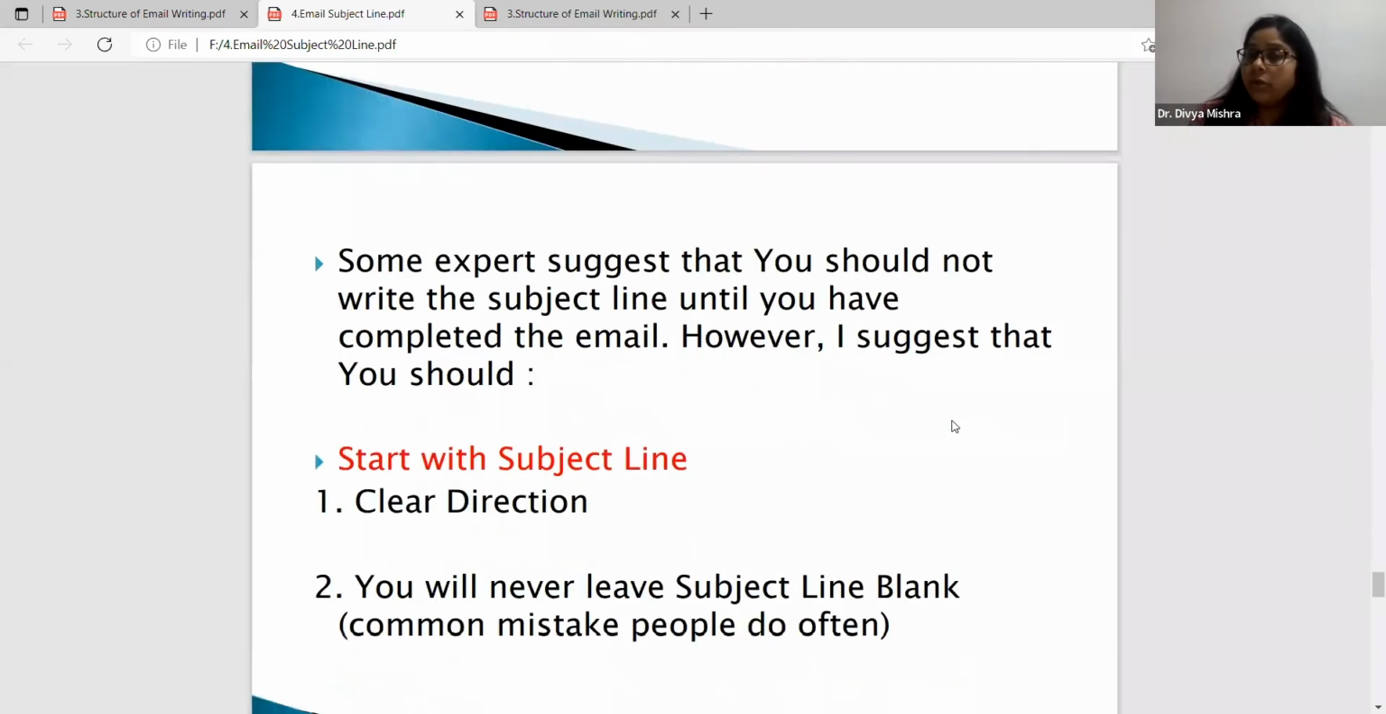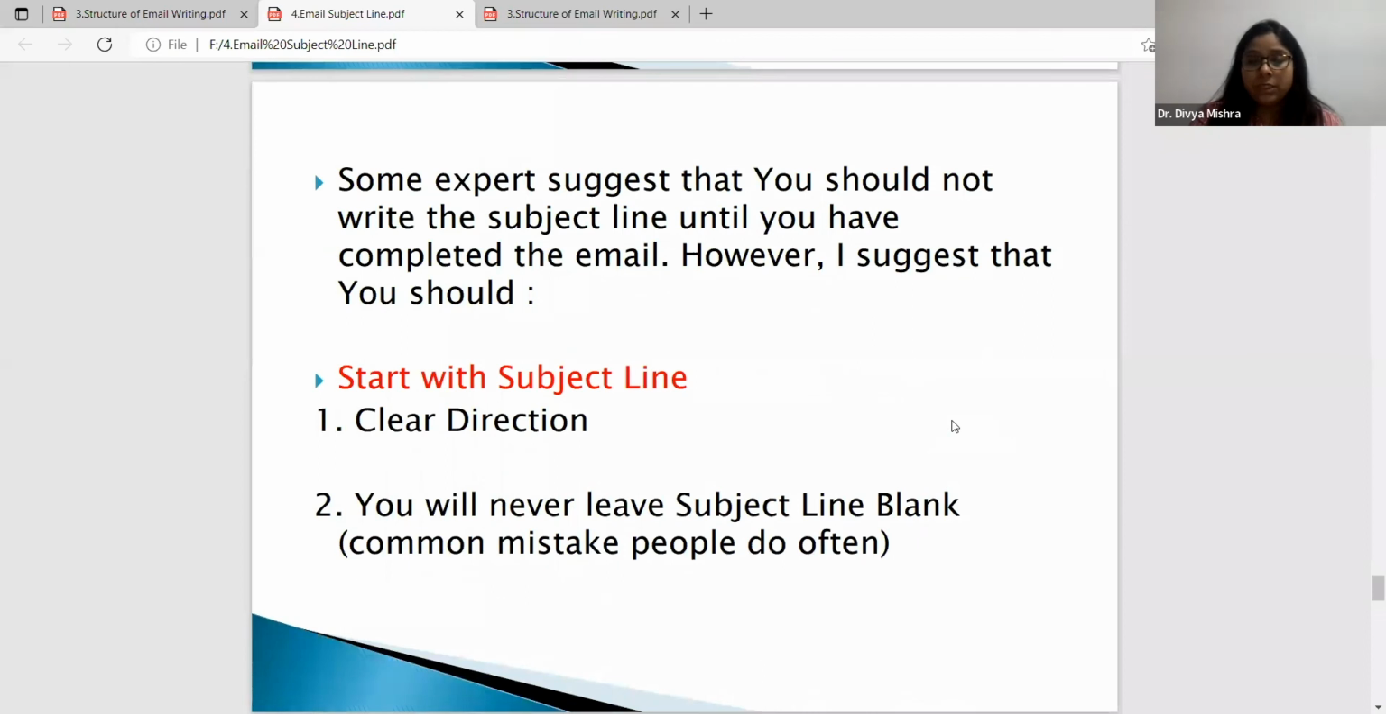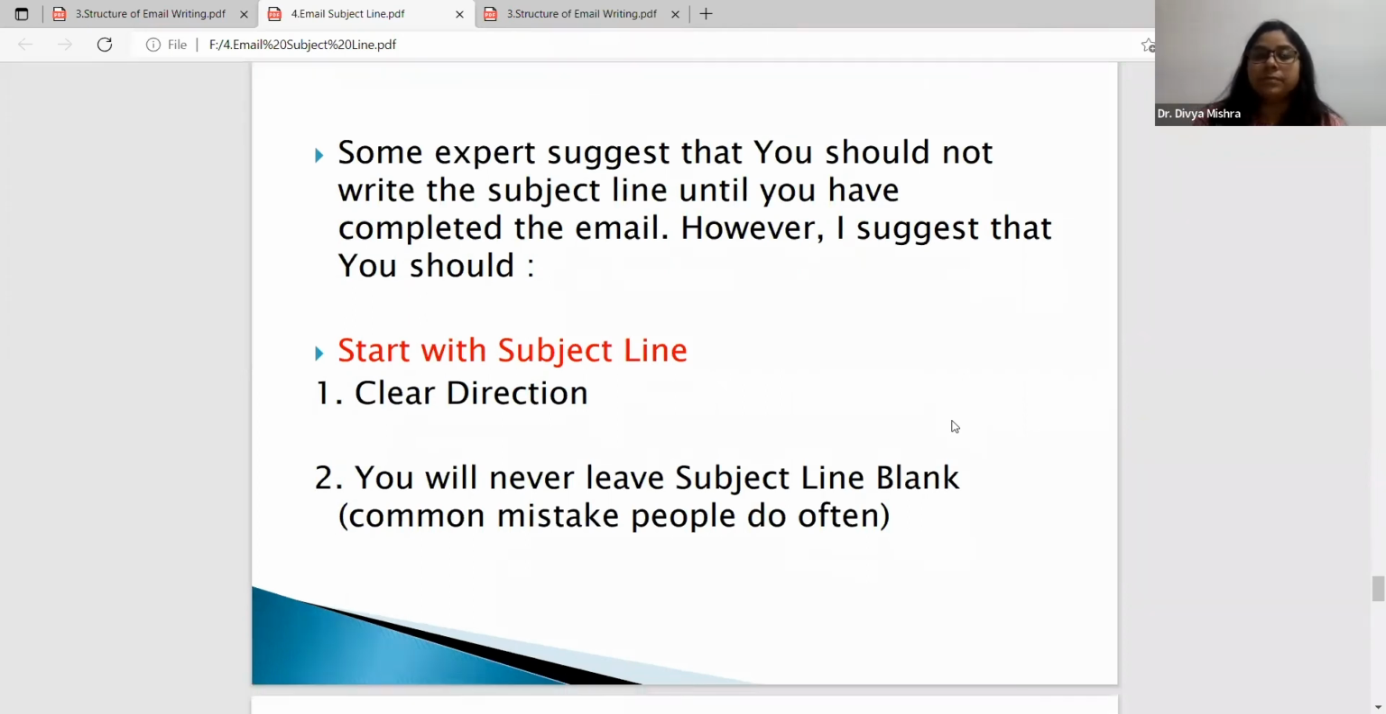Why? Because it will give you clear direction. Why are you writing this email? The purpose will be clear, so your message will be aligned with that purpose, and you will never leave the subject line blank. This is a very common mistake, people do it often. Whenever you send a blank subject email, it is very unprofessional. Nobody will accept this kind of email, so you should never make this kind of mistake. To avoid it, start with the subject line. It will give you a direction and you will never leave it blank.